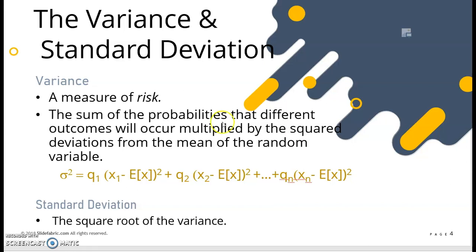The variance is a measure of risk: the sum of the probabilities that different outcomes will occur multiplied by the squared deviation from the mean of the random variable. So we take the mean that we got from the formula, square the deviations, and then we get the variance. This is the formula of variance. The standard deviation is the square root of the variance.